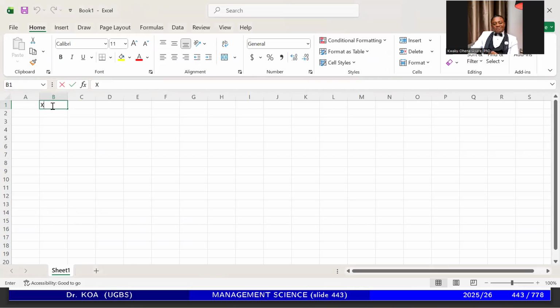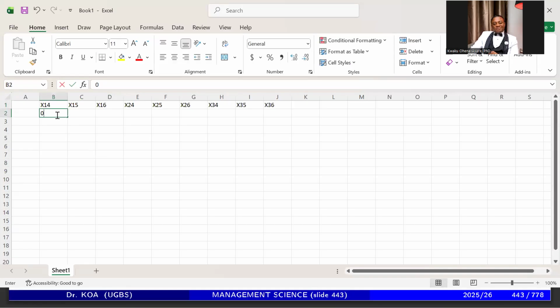So let's start with this. We have X14. That was the first one. Then the second one was X15, if you can remember. Then you had X16. Then you had X24, X25, X26, X34, X35, X36. Those were the decision variables.